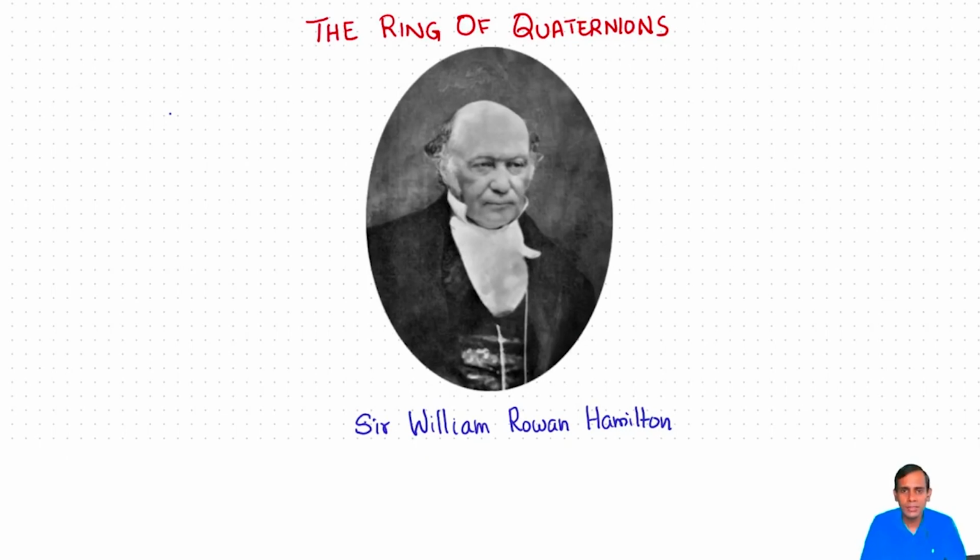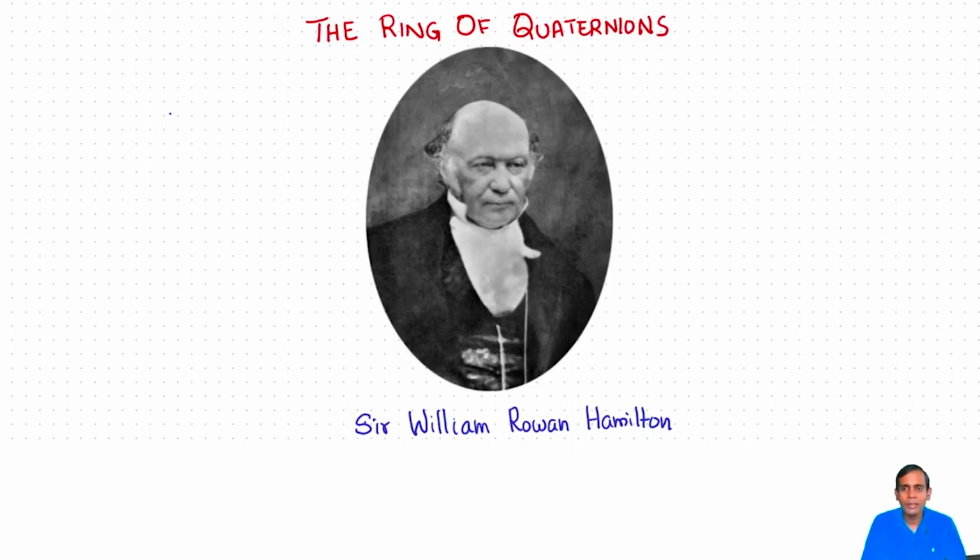This problem session is going to be based on a very special ring, the Ring of Quaternions. The Ring of Quaternions was discovered by Sir William Rowan Hamilton, an Irish mathematician, in the year 1843. So at the time of Hamilton, we already knew about the complex numbers. So this gave a way of multiplying pairs of real numbers.